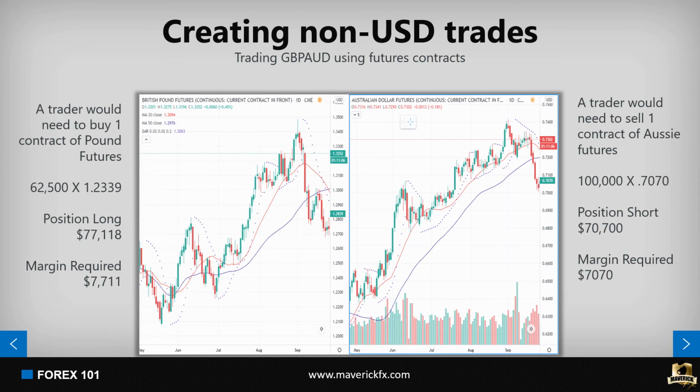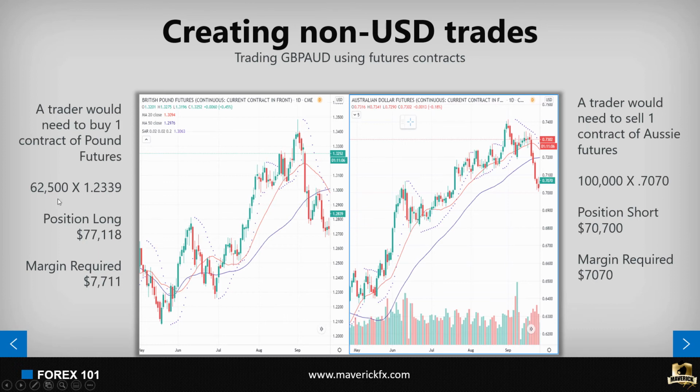But this is the real big one here. Let's say that you wanted to trade pound Aussie and you wanted to do it using futures contracts. The problem is there is no pound Aussie futures contract. There's a pound dollar contract, and then there's an Aussie dollar contract. You would need to basically go long the pound futures. If you wanted to go pound Aussie, you would have to buy one contract of the pound futures.